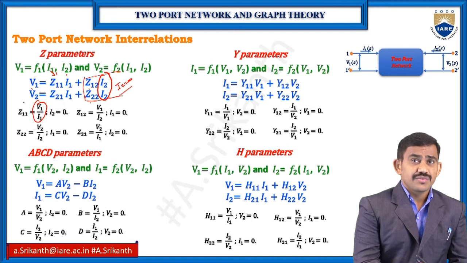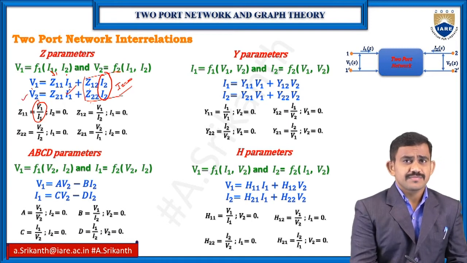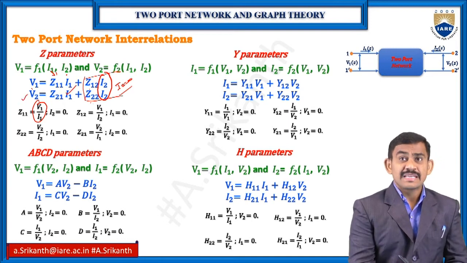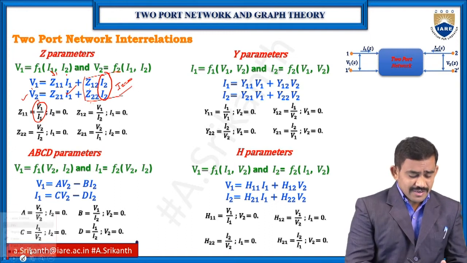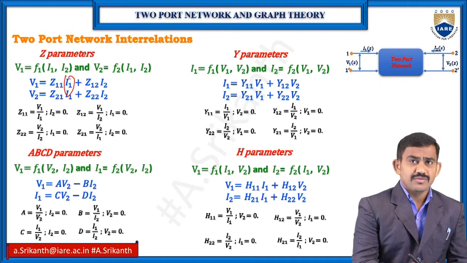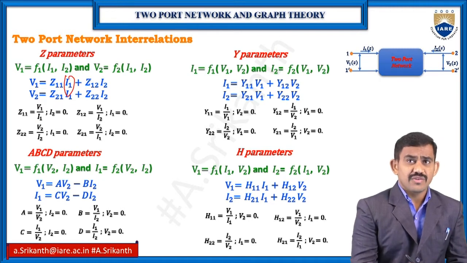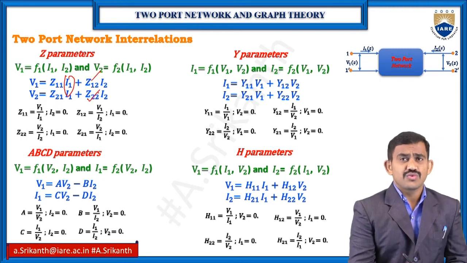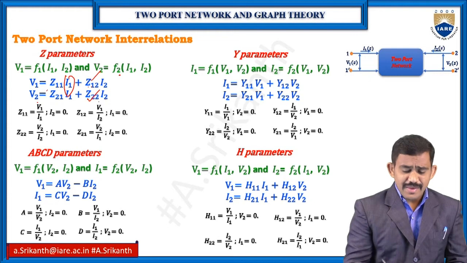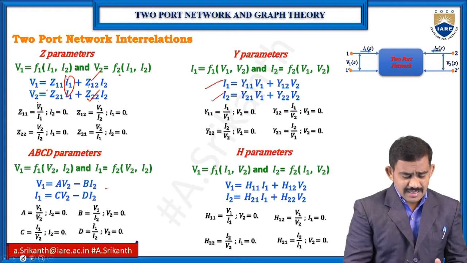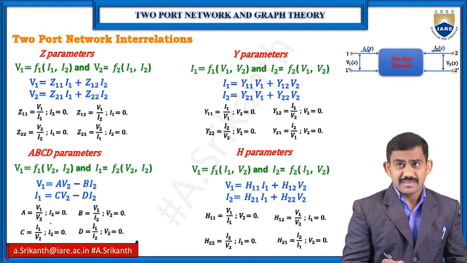Z21 value is V2 by I1. So this is one condition, when I2 is 0. Same, I1 is 0 now, then I can find out the Z12 and Z22 values. So Z12 is V1 by I2 and Z22 is V2 by I2. Same as each condition, so each impedance, each parameter.